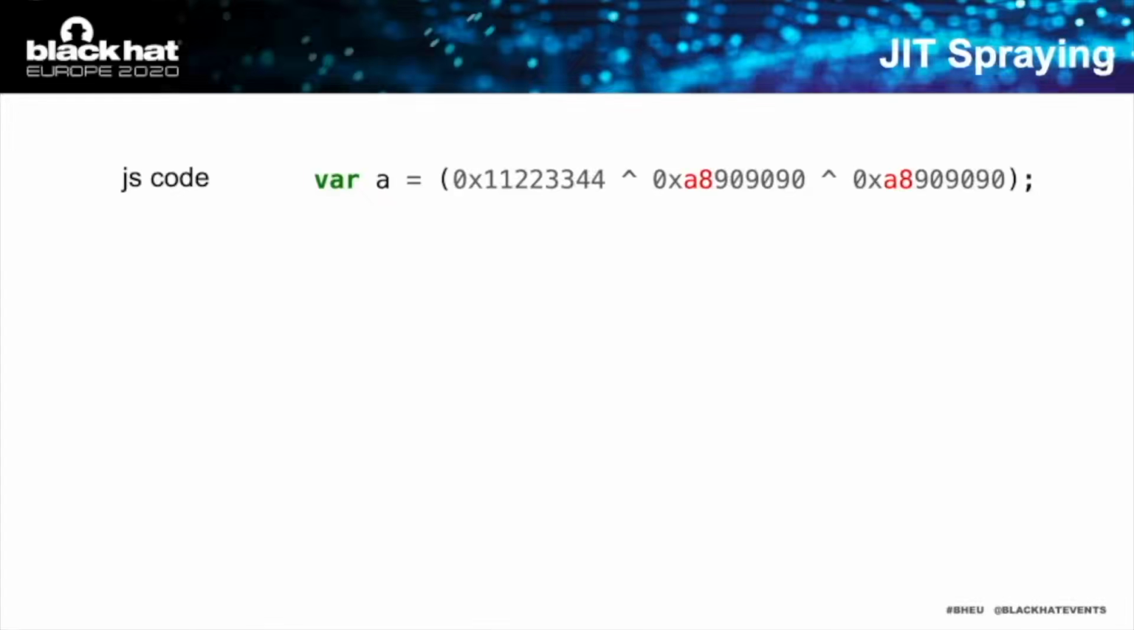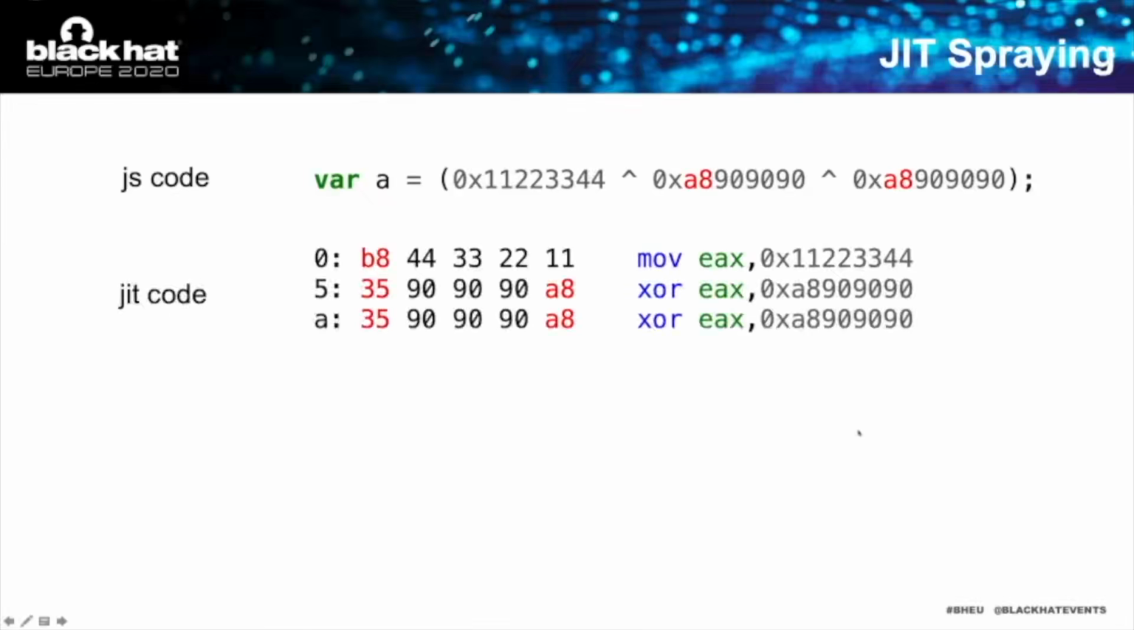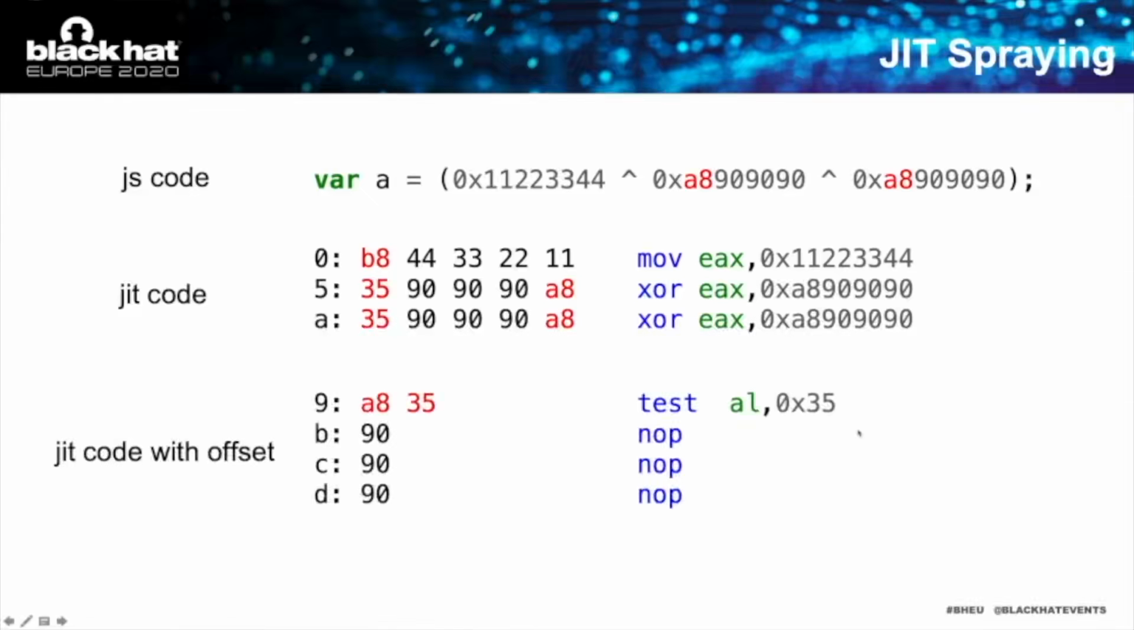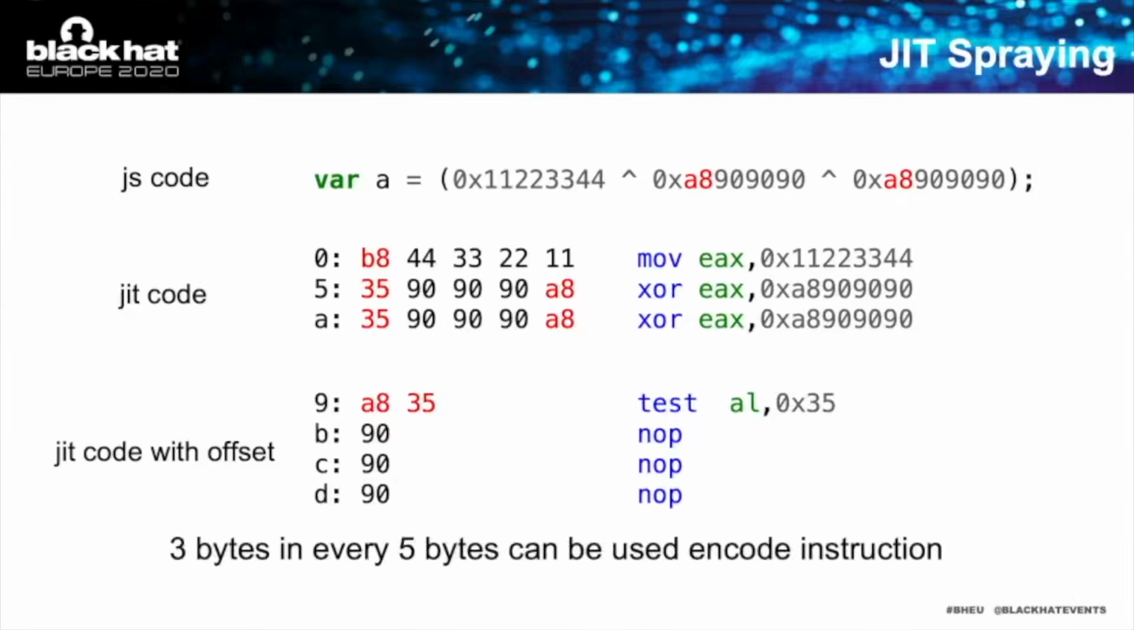Now, let's make some changes to the original JS code. You can see the generated assembly code is as follows. After we add an offset to this code, A8 and 35 are merged into a cmp AL, 35 instruction. The following 90s are treated as 3 nop instructions. This means that 3 bytes in every 5 bytes can be used as code instructions.